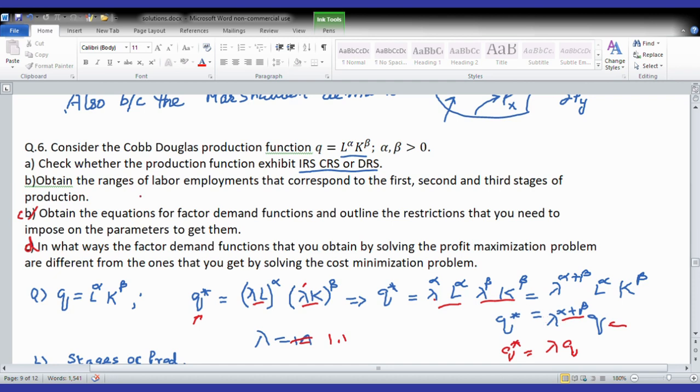And then part B is that we want to find out the ranges of employment that correspond to the first, second and third stage of production. Now, because it has already been mentioned that this is a Cobb-Douglas production function, strictly speaking, for a Cobb-Douglas production function we have alpha plus beta equal to 1, alpha greater than 0 and beta greater than 0.